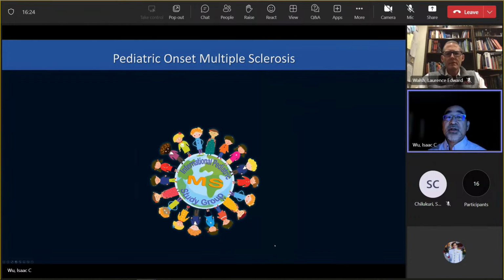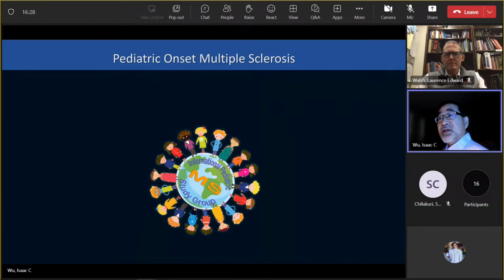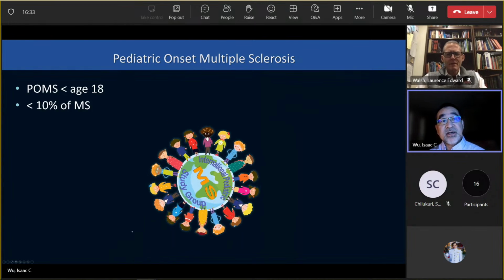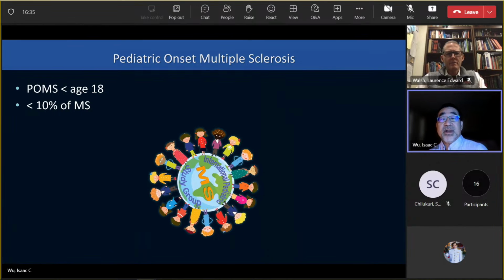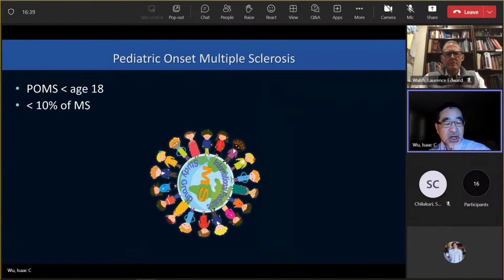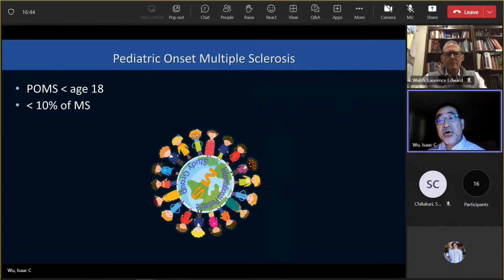Of course, even though it's mostly common in adults, pediatric patients can also be affected by MS. Pediatric MS is someone less than 18 years old, and accounts for less than 10% of MS in number. But because MS is so common, even less than 10% still accounts for a large number of MS cases.